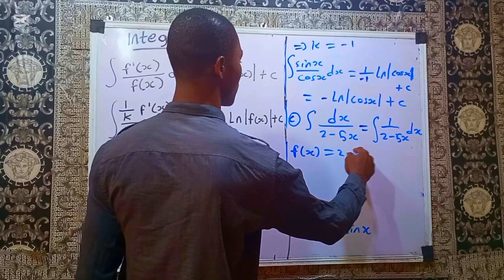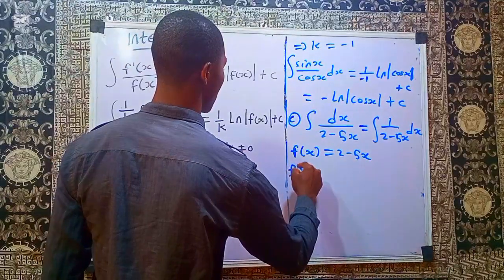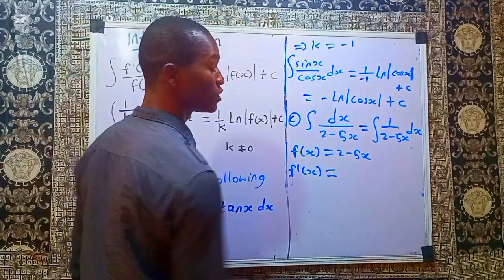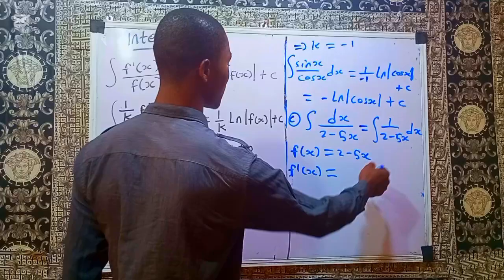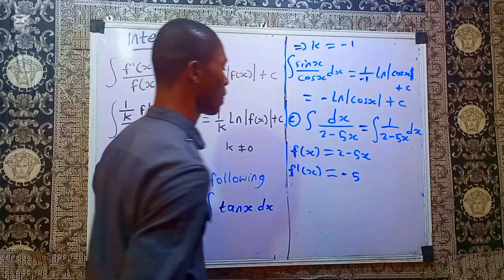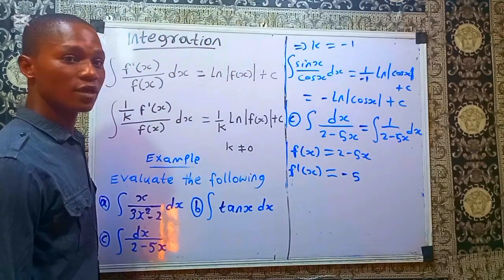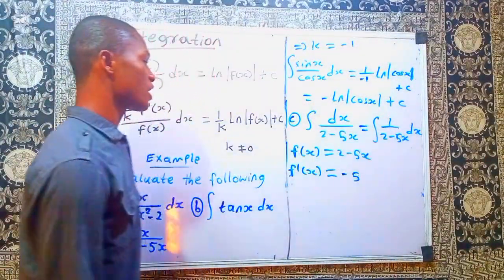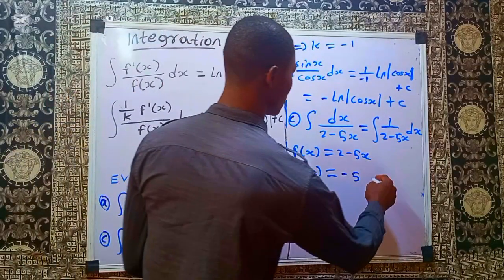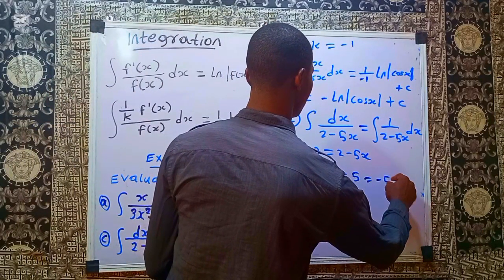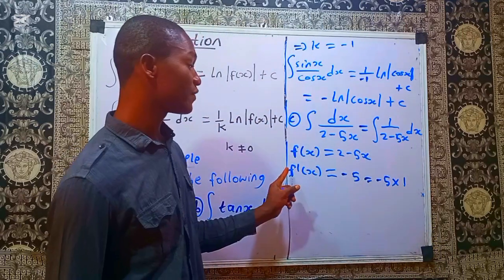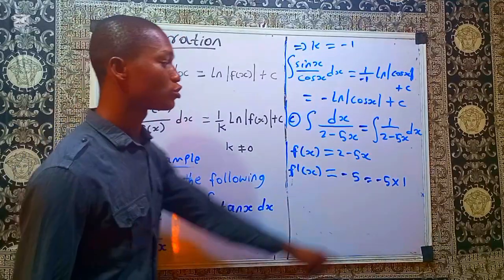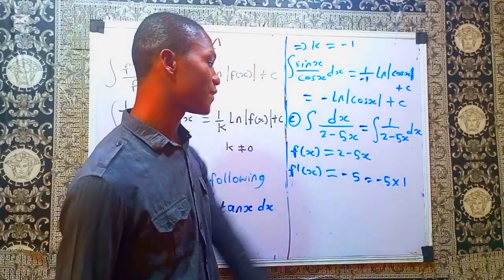So f of x is 2 minus 5x. F prime of x will be equal to, we differentiate this function. If you differentiate 2, you get 0 because it's a constant, and we differentiate negative 5x, which gives us negative 5. But what do we have at the numerator? 1. Negative 5 is the same as negative 5 multiplied by 1. The derivative of our function f is equal to negative 5 multiplying what we have at the numerator. So our constant k is negative 5 in this case.